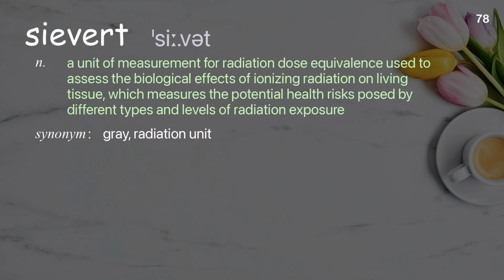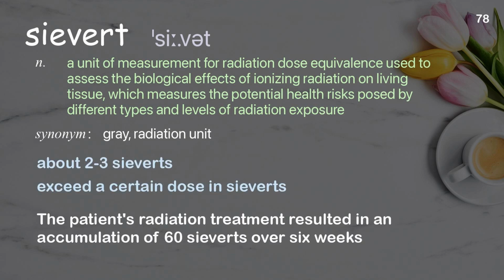Sievert. A unit of measurement for radiation dose equivalents used to assess the biological effects of ionizing radiation on living tissue, which measures the potential health risks posed by different types and levels of radiation exposure. Examples: About 2 to 3 sieverts. Exceed a certain dose in sieverts. The patient's radiation treatment resulted in an accumulation of 60 sieverts over 6 weeks.